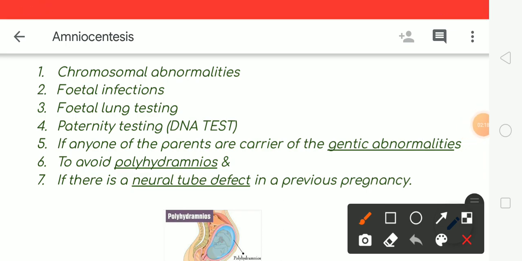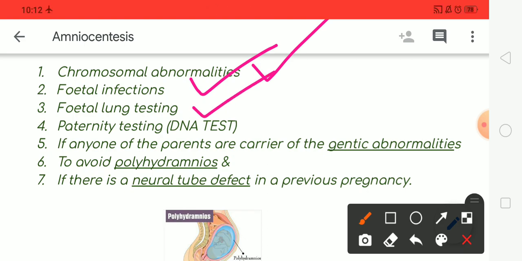See here, amniocentesis is used for testing chromosomal abnormalities such as Down's syndrome, Klinefelter syndrome, etc. It is also used to test fetal infections. It is also used for fetal lung testing, that is, to determine whether a baby's lungs are mature enough for birth or not. Another one is paternity testing, that is the DNA test, collecting DNA from the fetus and then comparing it to the DNA of the father. This is called paternity testing.